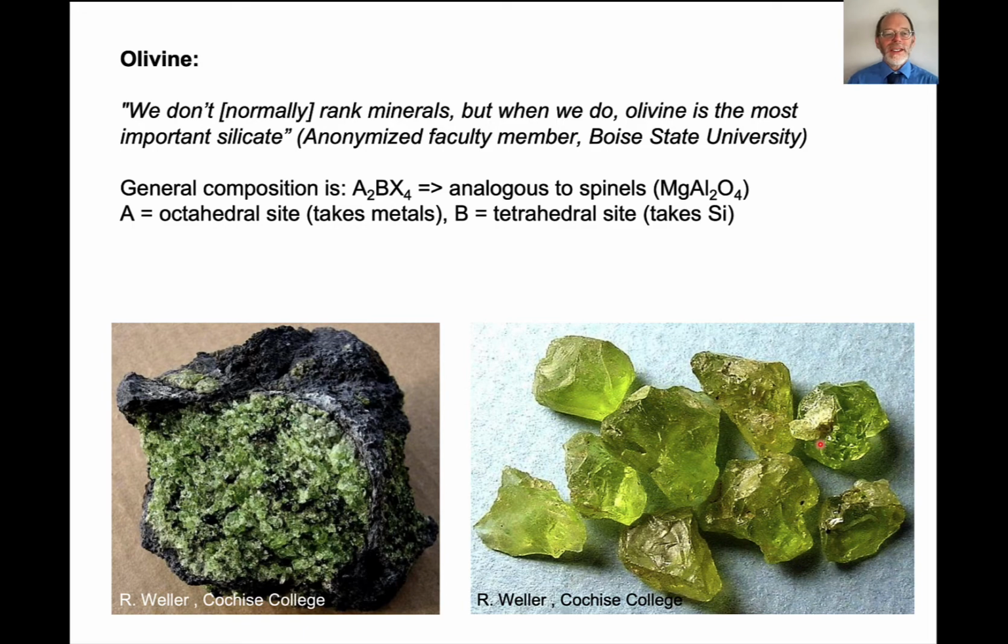Now, olivine is an important mineral because it dominates the upper mantle. The general composition is A2BX4. So for forsterite, it would be Mg2SiO4. And although the compositions are quite different, it is in some ways analogous to spinels, which have 3 cations and 4 oxygens. And this will become important for understanding what happens to olivine structure as pressure increases. The A site is an octahedral site, so that takes metals, and the B site is a tetrahedral site, which takes silicon.